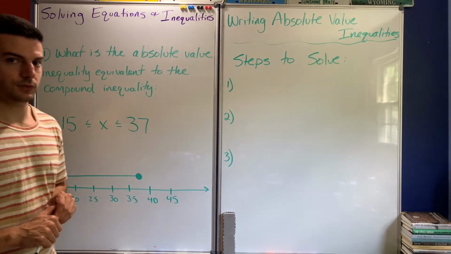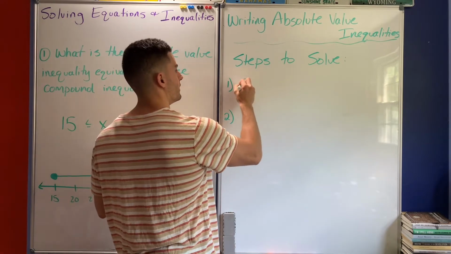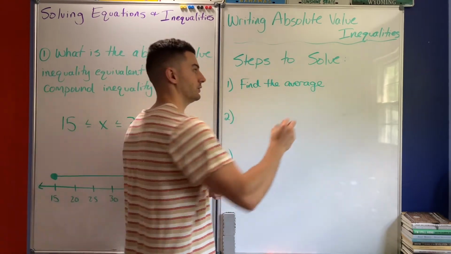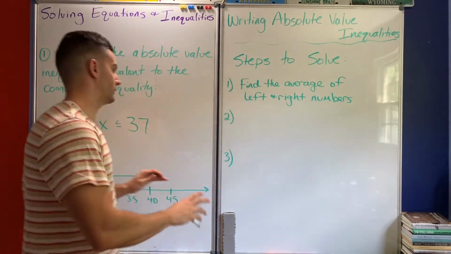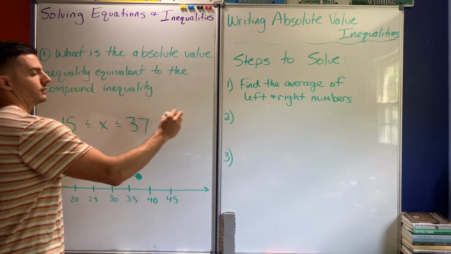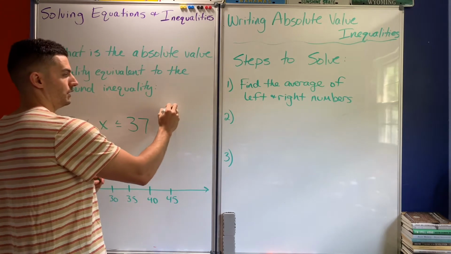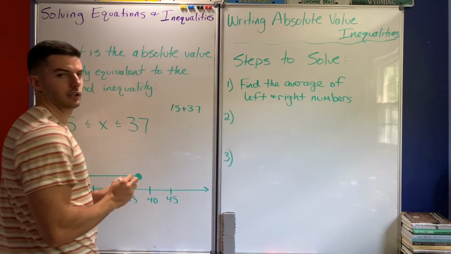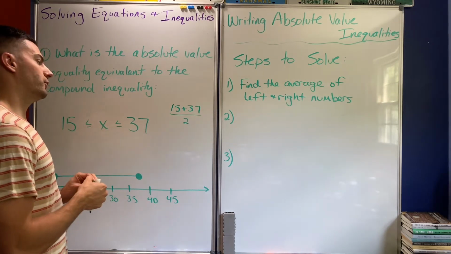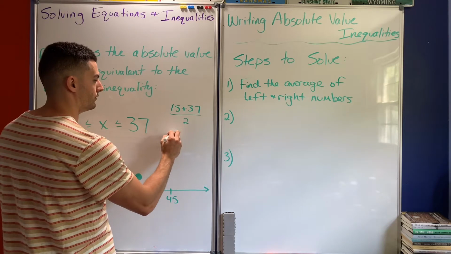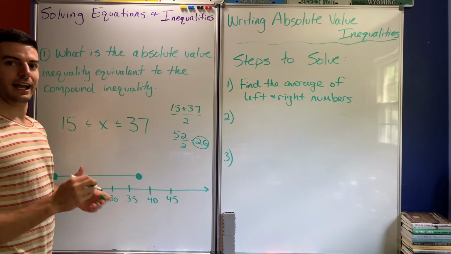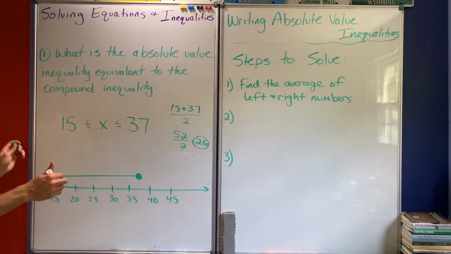Step one to solve these is to find the average of your upper and lower numbers, meaning these two values here. So finding the average of those two. How do we do that? That just means I need to add them together, so 15 plus 37, and then divide by the number of numbers in that list. In this case, that's just 2. So 15 plus 37 gives me 52. 52 divided by 2 gives me 26. So 26 is the average, or another word would be the middle.